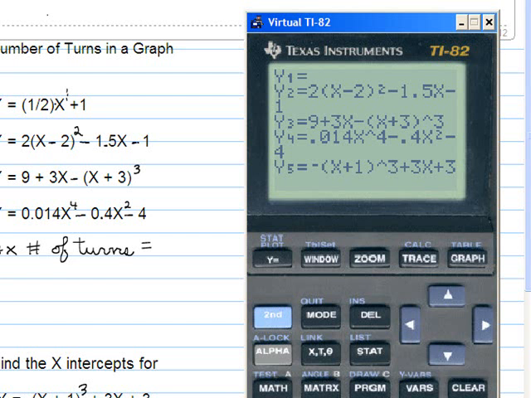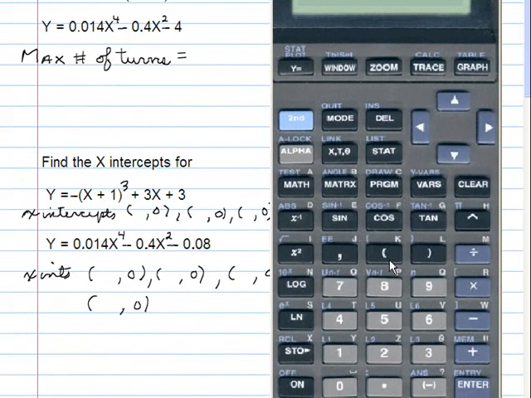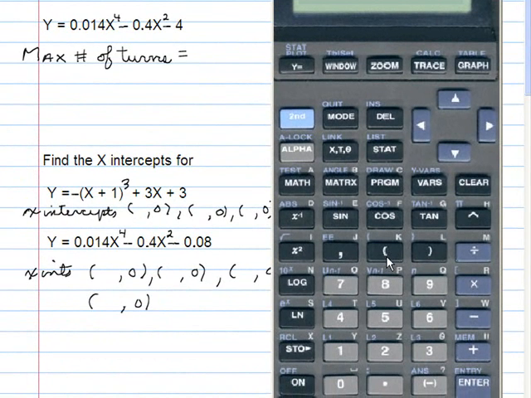Notice there's a fraction in it, so I'm going to put the fraction in a bracket. So I'll say open, 1 divided by 2, or 1/2, closed. X, for which I use the X,T,theta key. You could use the alpha key followed by the store key, but X,T,theta is the easy way to do that, plus 1.